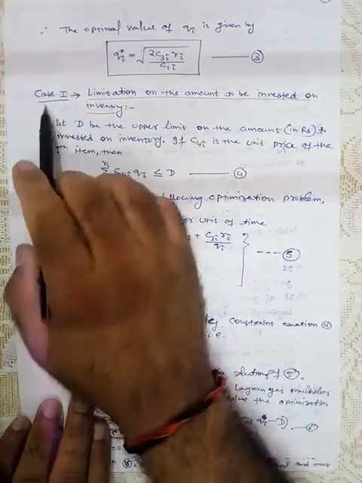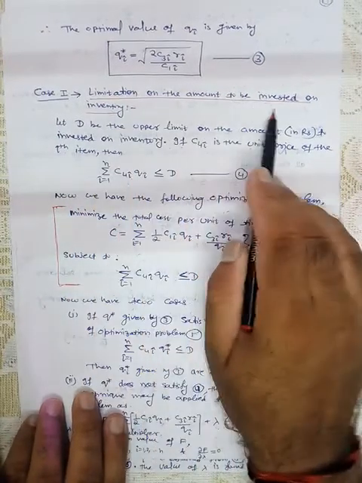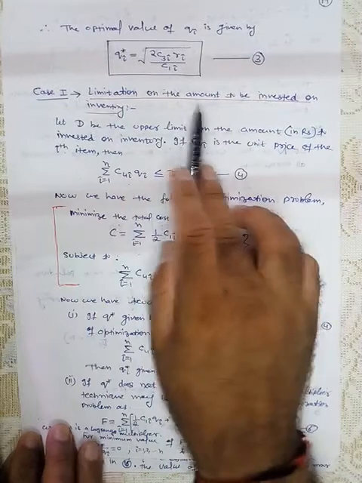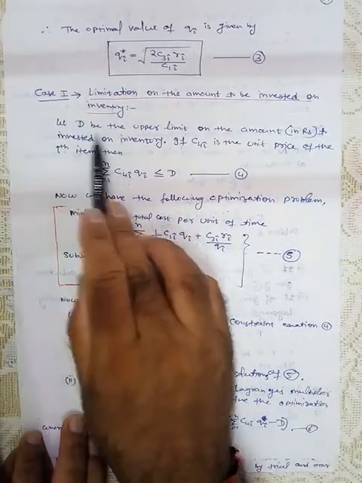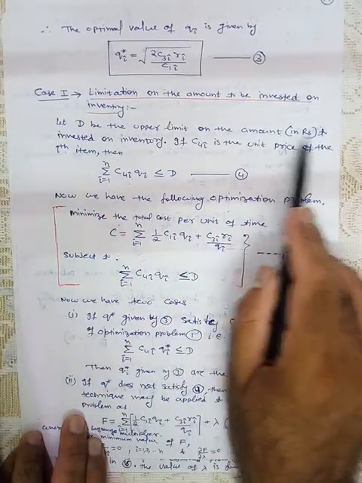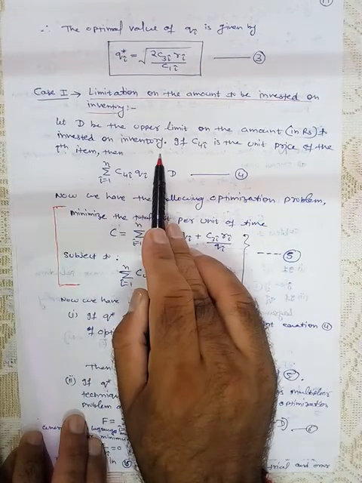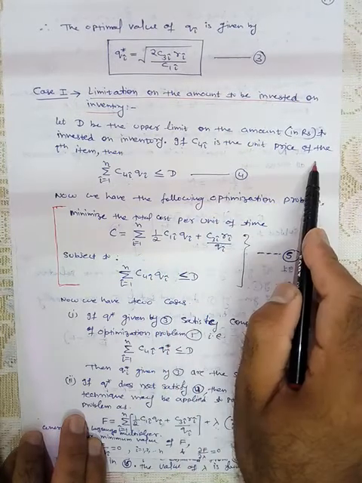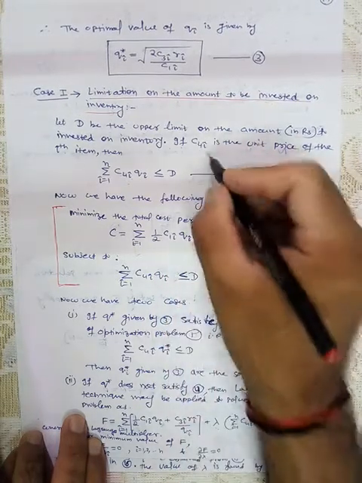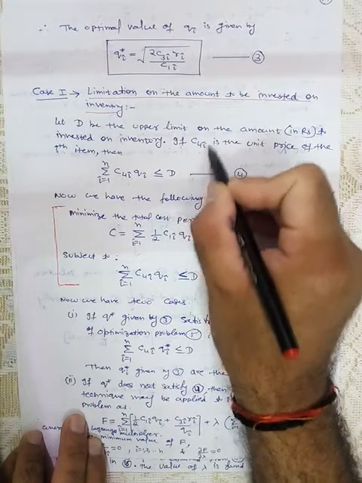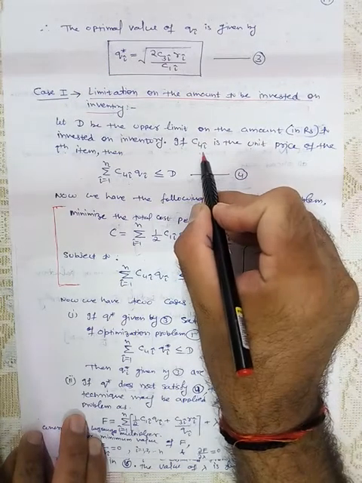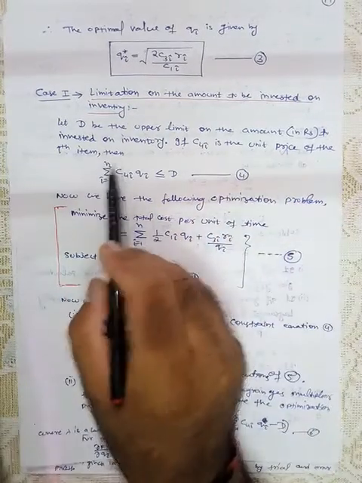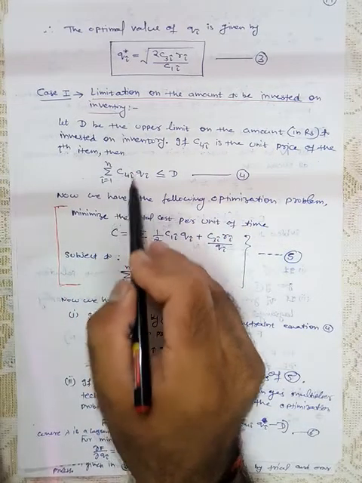Fine. So now the first case is when there is a limitation on the amount to be invested in the inventory. Suppose D is the upper limit on the amount in rupees to be invested in inventory. If C4i is the unit price cost, which we earlier denoted by Ci, and now we are denoting it by C4i, the per unit cost of the ith item, then this is the per unit cost.